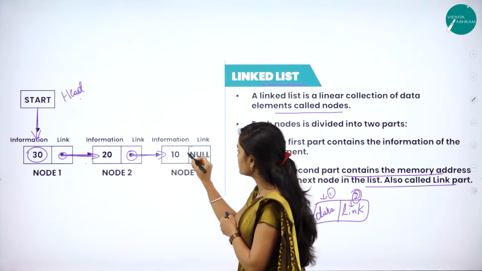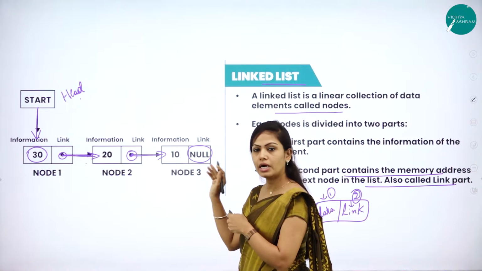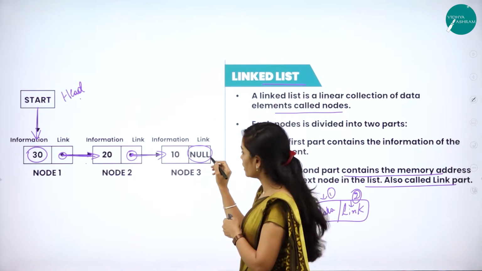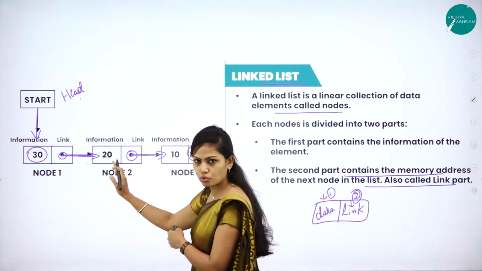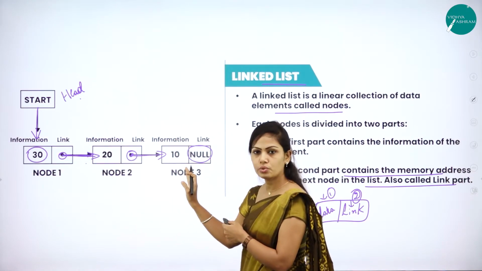We have only three nodes. The last link is called null, as there is no other element. Node 1 is connected to node 2 and node 2 is connected to node 3.